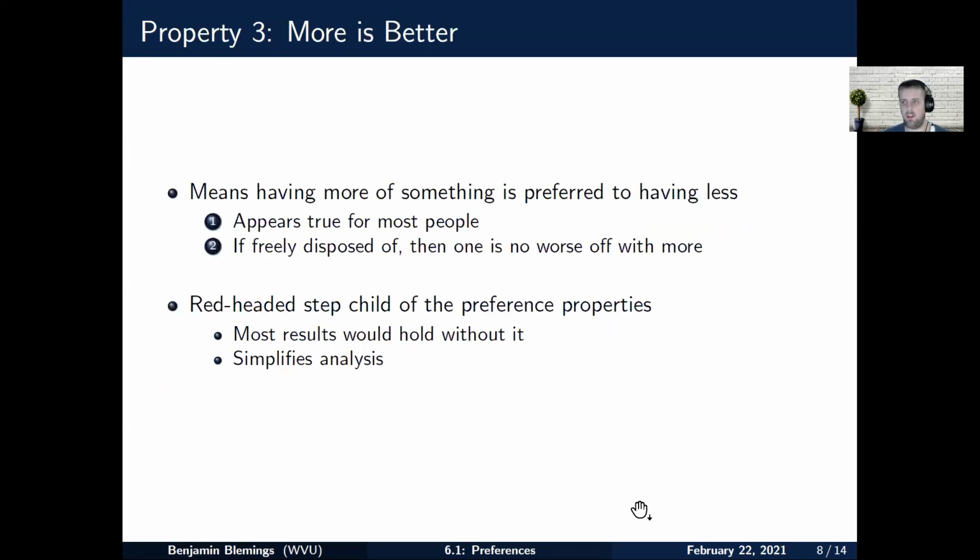Okay. Finally, property three is perhaps even the most intuitive: having more of something is better than having less of something. This appears true for most people. And if there's free disposal, then having more of something can never make anybody worse off. Most results would hold without this property, but it vastly simplifies our analysis and it conforms to our real lived experience. So property three, more is better, simple.